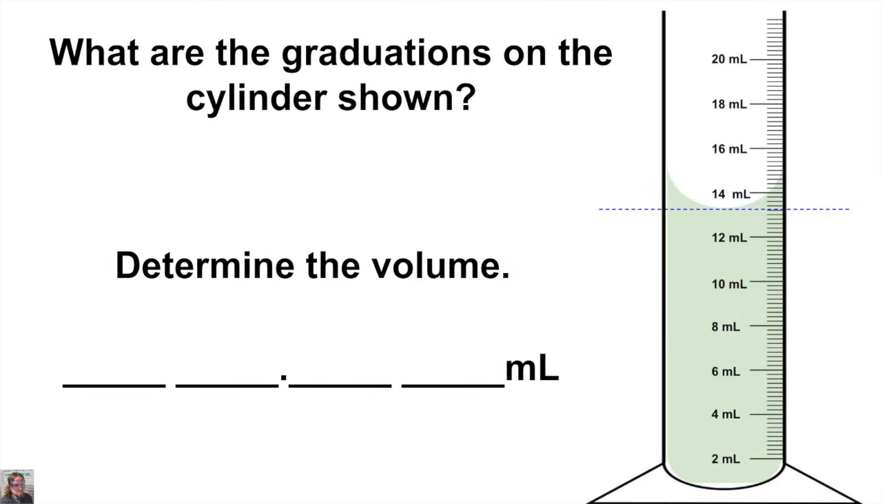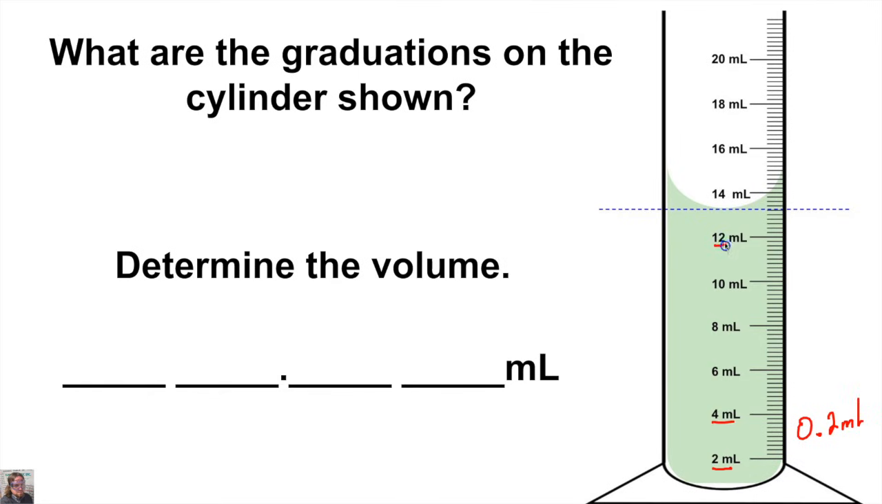In this second example, first of all, we need to determine the precision of our graduated cylinder. If we take a look here, if this is 2 milliliters and this is 4 milliliters, then each one of these little lines here is going to represent 0.2 milliliters. So we have a cylinder here that's graduated by 0.2 milliliter increments, and now we have to determine the volume of the water that's in here.